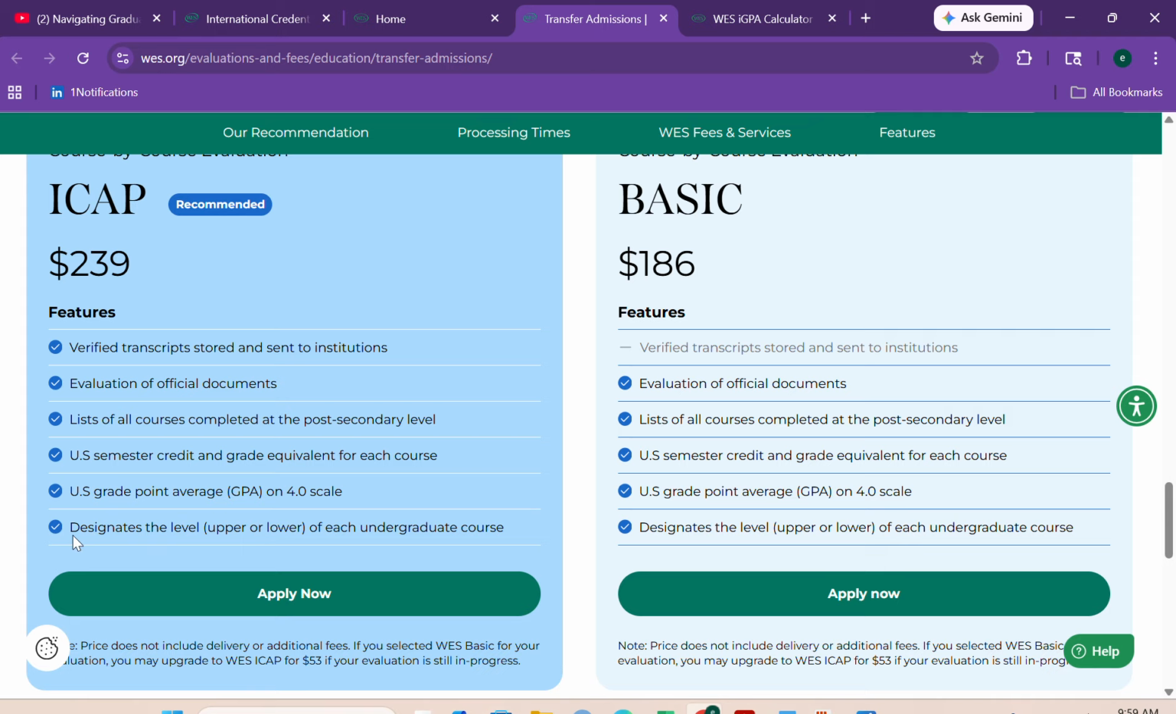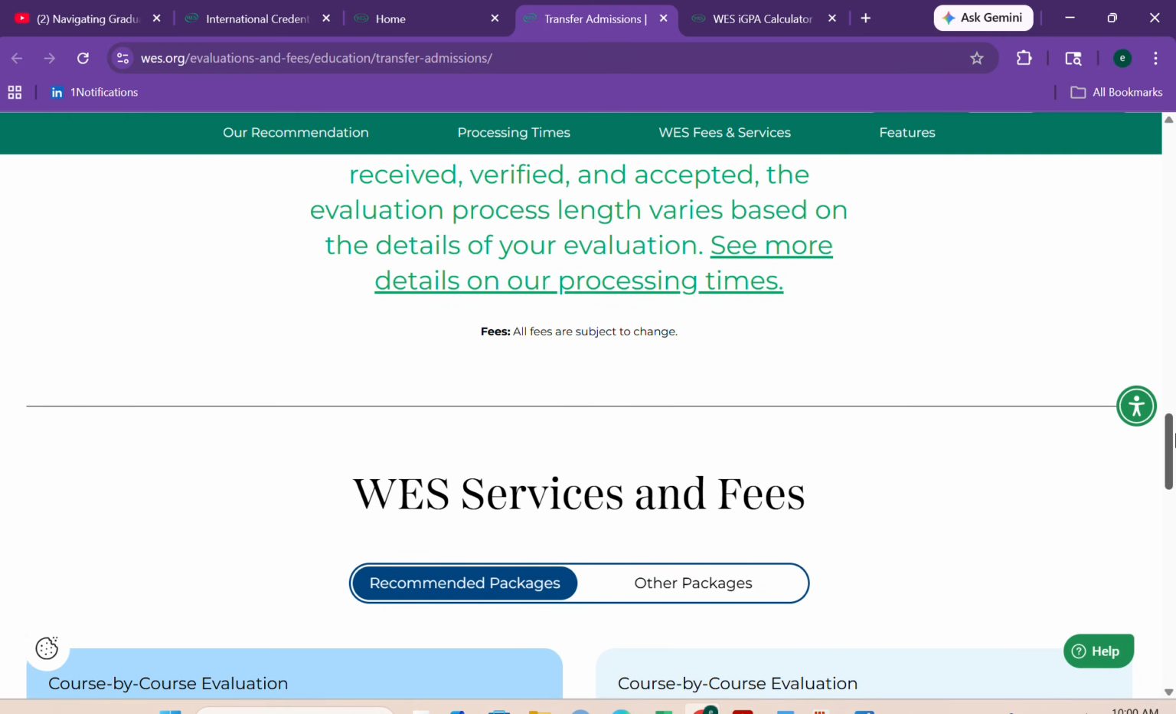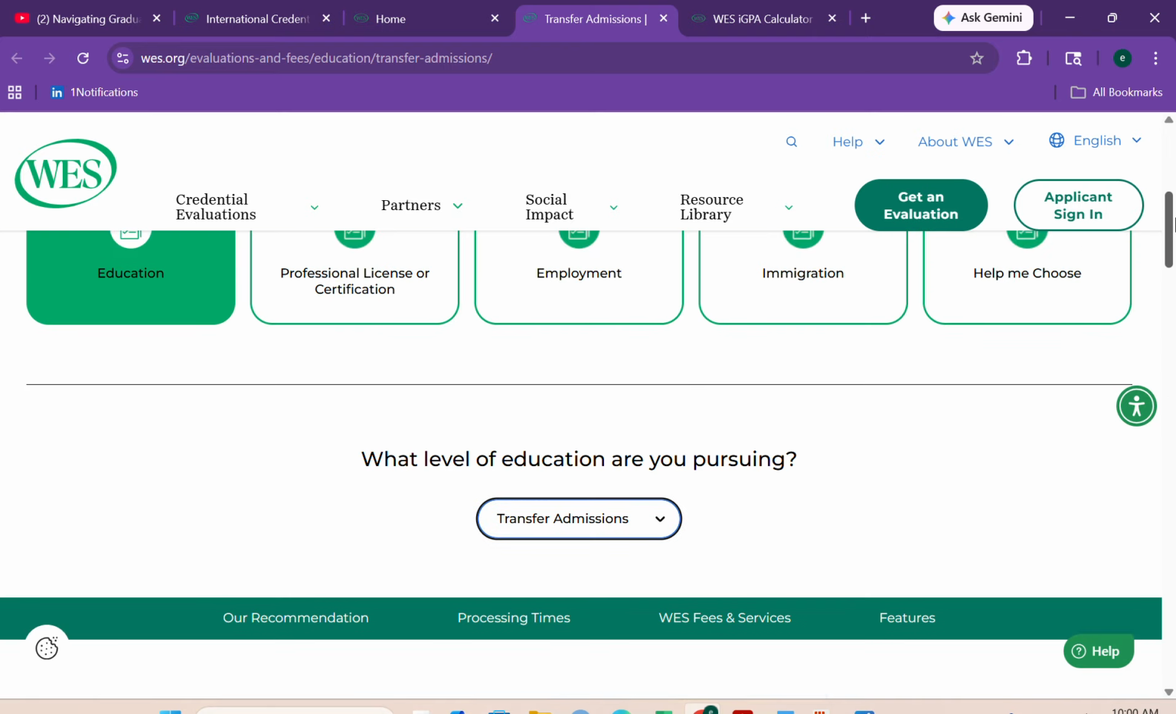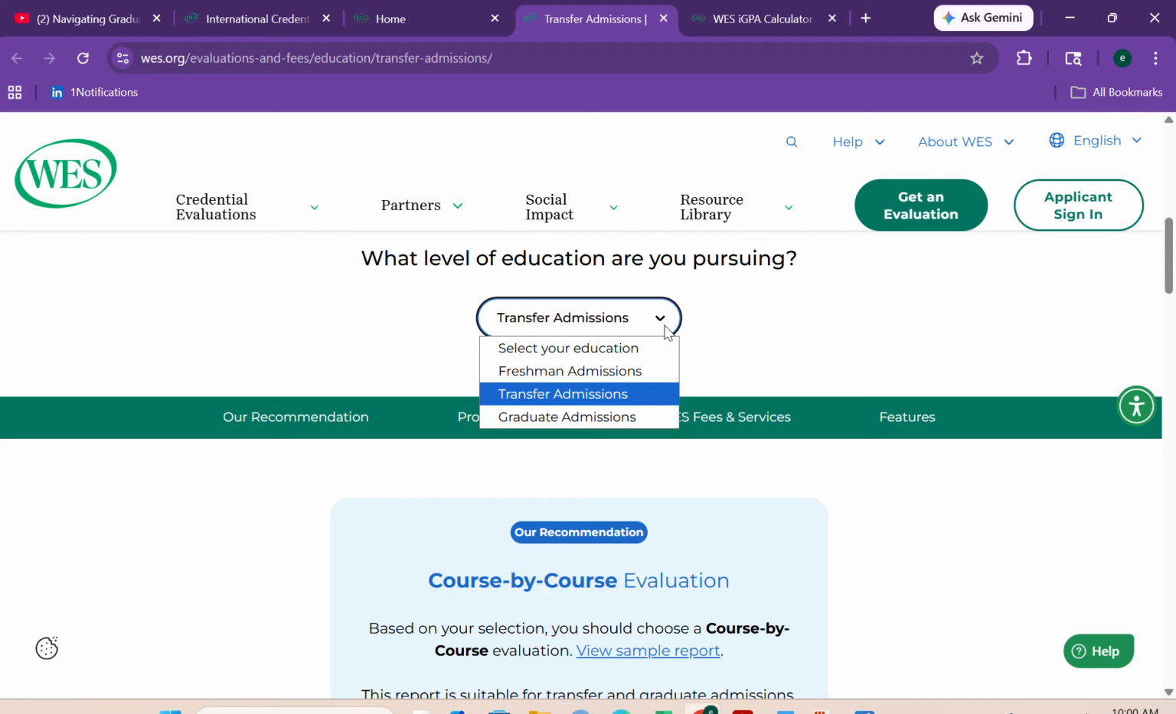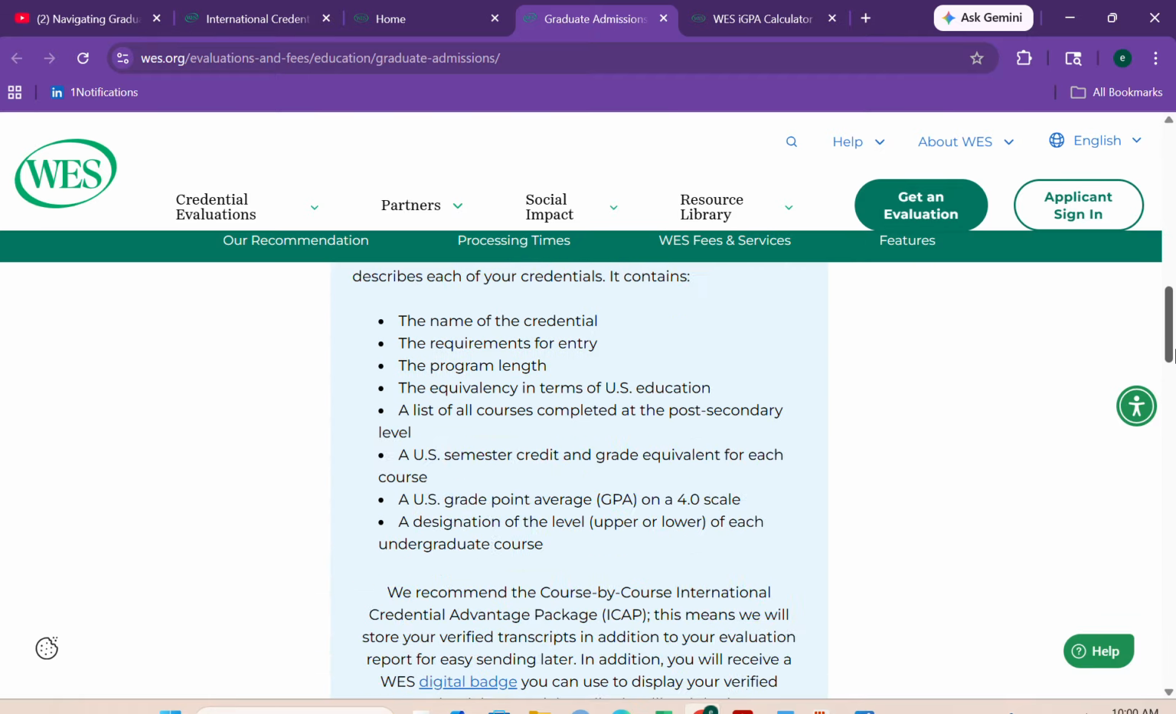So for example, if you took undergraduate studies in Ghana, for instance, level 100, level 200, they will demarcate whether it is upper or lower level. Lower level will be levels 100 and 200 for your undergraduate programs, and then the upper will be level 300 and 400. They will do all those for you nicely. That's why the cost is a little higher. So if you are applying for graduate admissions as well, let's see the cost involved.